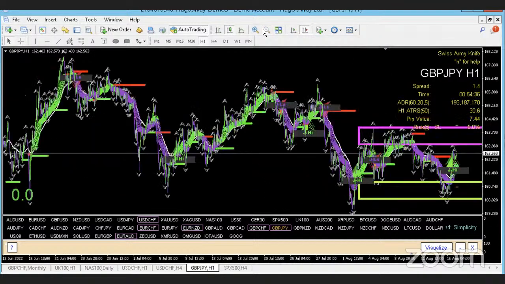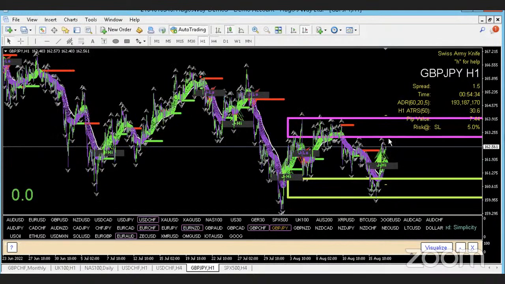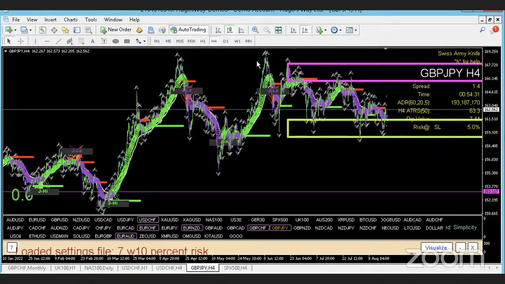I'm going to zoom out just a smidge so we can see one more time, make it ugly. Go to a higher time frame. Please notice we've been trading in this range for a hot minute. This is GBPJPY 4-hour time frame. I'm simply looking for this to come up into this range.